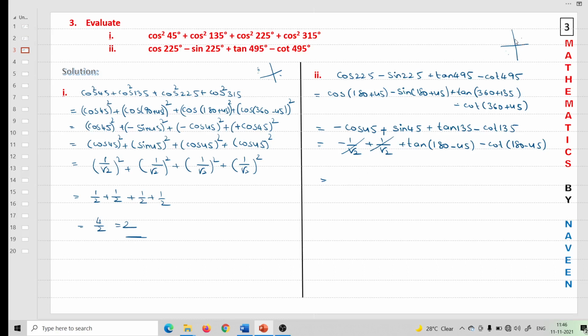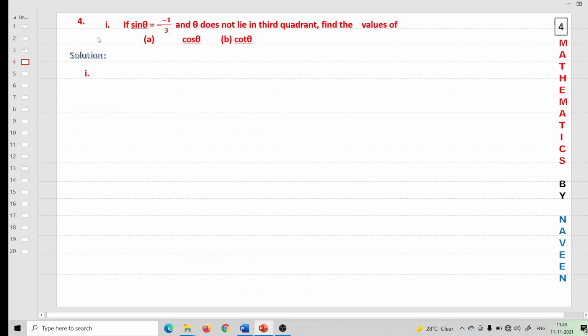180 minus theta, second quadrant. In the second quadrant only sin and cosec are positive, so these both are negative, so for both a minus sign. 180 is pi by 2 multiplied by 2 in both, there is no change in trigonometric ratio, so simply tan 45, and here plus cot 45. What is tan 45 value? 1, minus 1, plus cot 45 value is also 1. So these two get cancelled, 0. Clear?